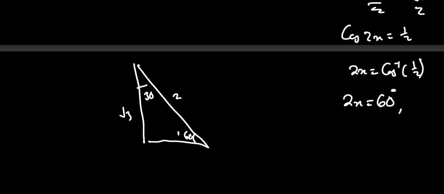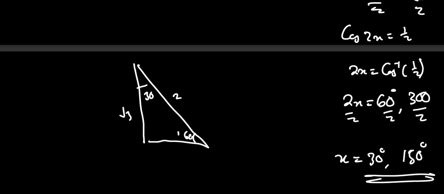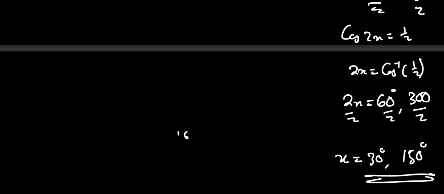The other angle where cos is also positive is in the fourth quadrant. So 360 minus 60, we get 300. So we can divide this one by 2, and this one by 2. So x can either be 30 degrees or 150 degrees. We keep these two. So we've gotten the first two values of x.